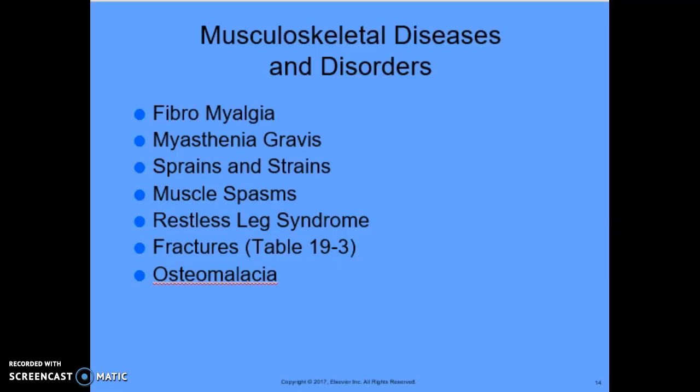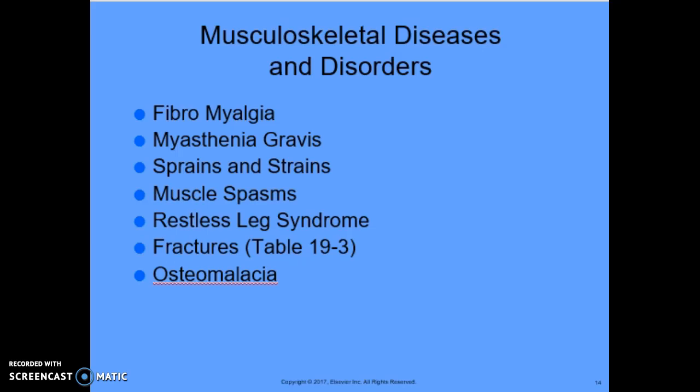Here are some musculoskeletal diseases and disorders, and we have talked about several of these during pharmacology, and I'm sure that you probably also discussed them in your anatomy and physiology, but we'll just go over a few interesting things. So we have fibromyalgia, myasthenia gravis, sprains and strains, muscle spasms, restless leg syndrome, fractures, and there is table 19.3 that I want you to look at more closely in your book for the different types of fractures, and osteomalacia. On the next slides we'll talk about some more, but I just wanted to focus on these very briefly.